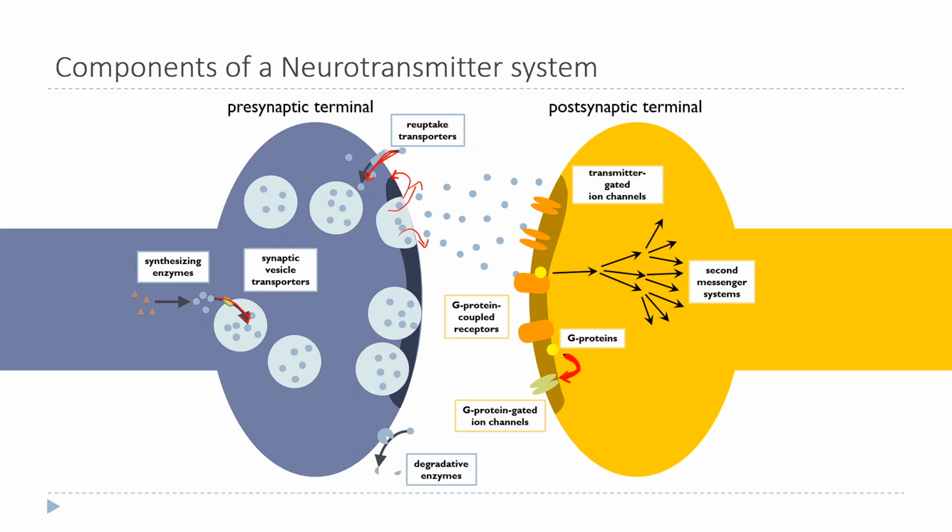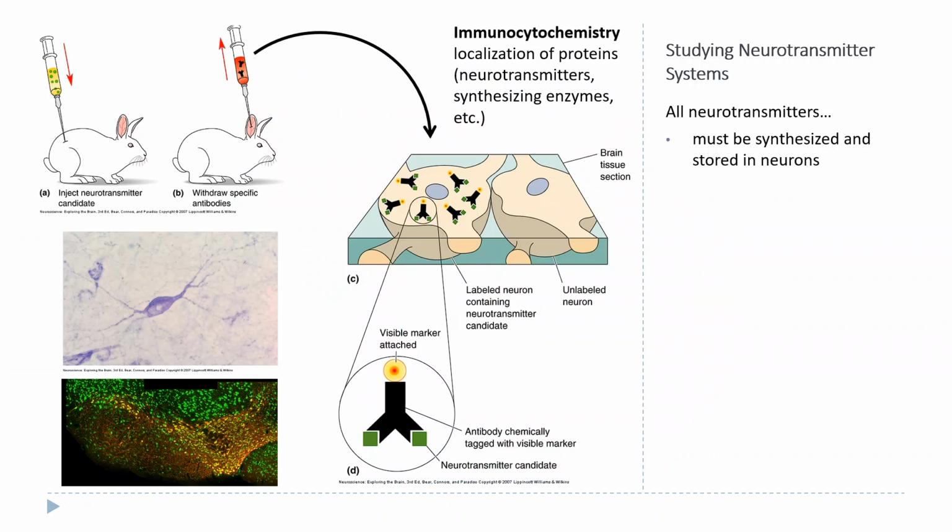So for each neurotransmitter, there's a whole suite of proteins and molecules that are associated with synaptic communication for that neurotransmitter. So if you're going to study a neurotransmitter system, that means identifying those components and finding where they are. In fact, before you even study a neurotransmitter system, you have to determine if the molecule you're interested in even really is a neurotransmitter, because not all molecules inside a neuron are neurotransmitters, even though, of course, every neuron, like every cell, has lots and lots of different kinds of molecules inside it.